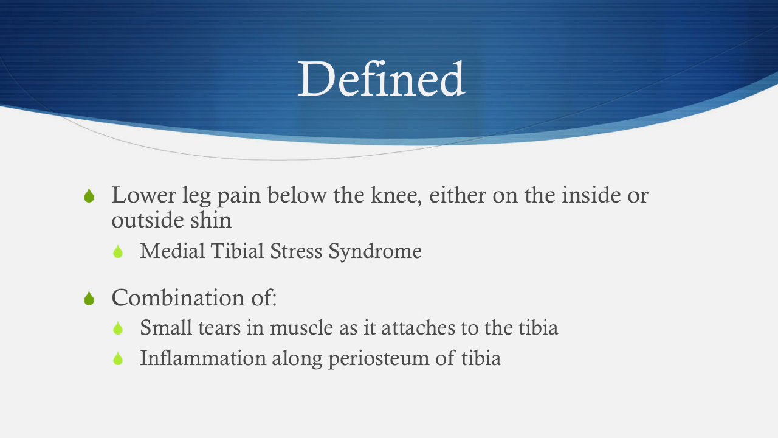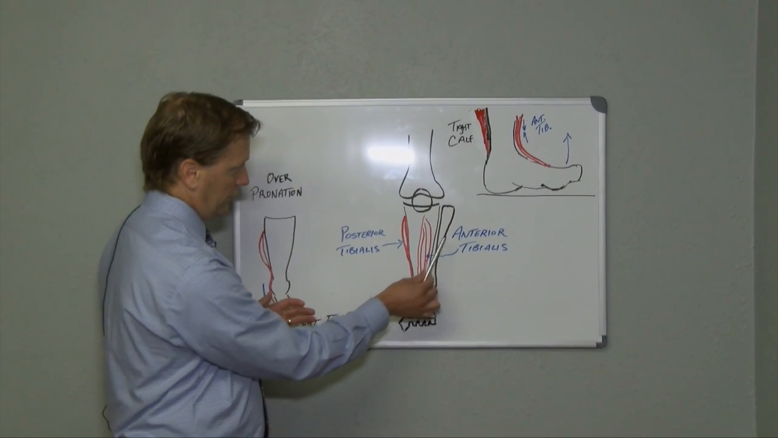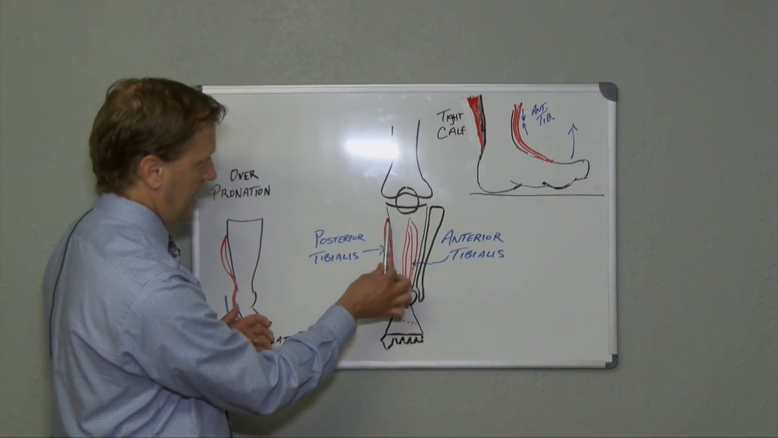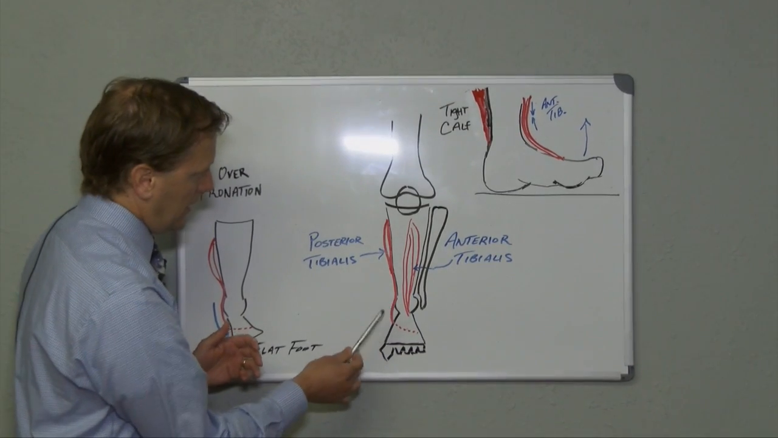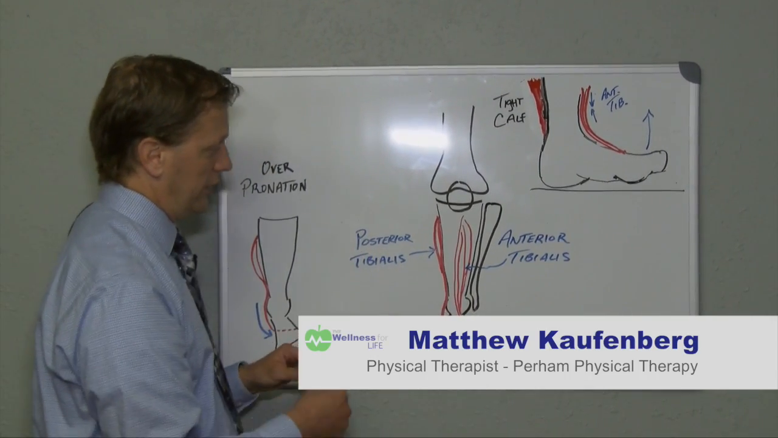So if we look at the anatomy of the shin, here's a drawing of the shin. So this would be the shin bone. Here's our knee. This is the kneecap and then the shin bone. And in red, we've got two muscles. This is actually our left foot.